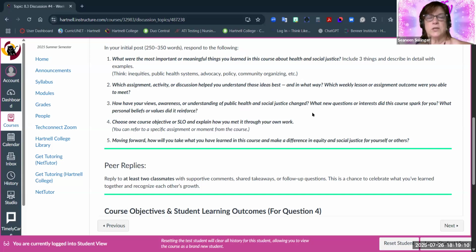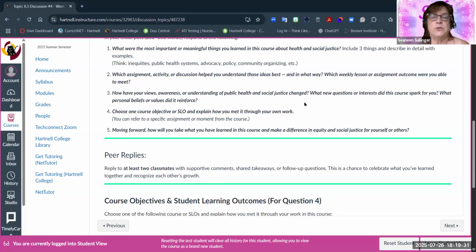And then choose one course objective or student learning outcome. So a course objective or a student learning outcome. Those are found in the syllabus. They're also in the lessons. And explain how you met it through your own work. You can refer to a specific assignment or a moment from the course, but how did you personally meet that course objective or student learning outcome?